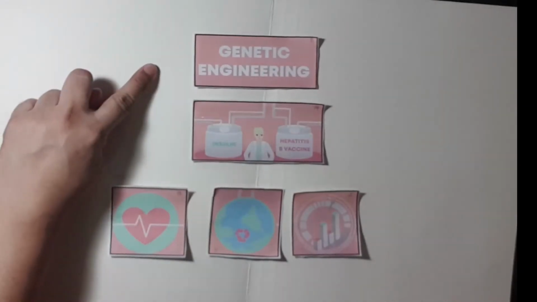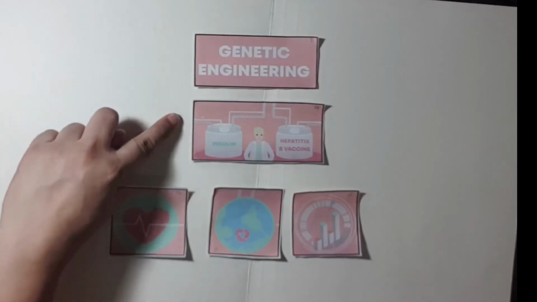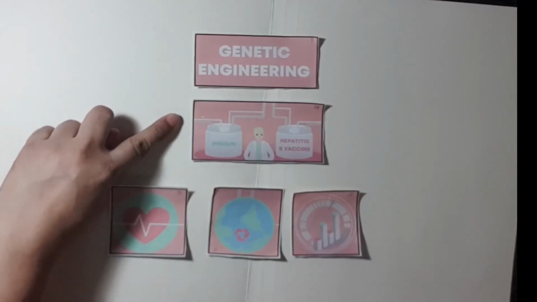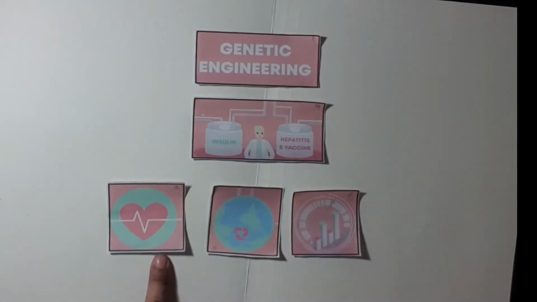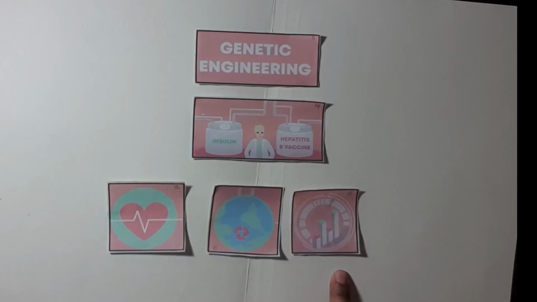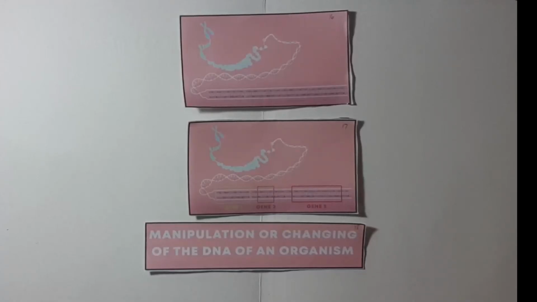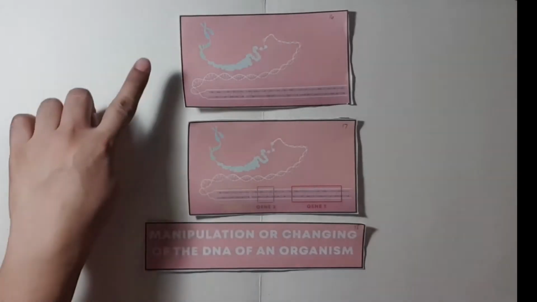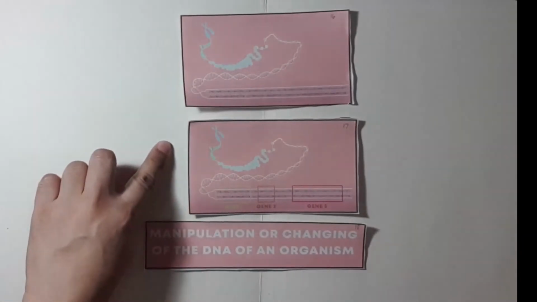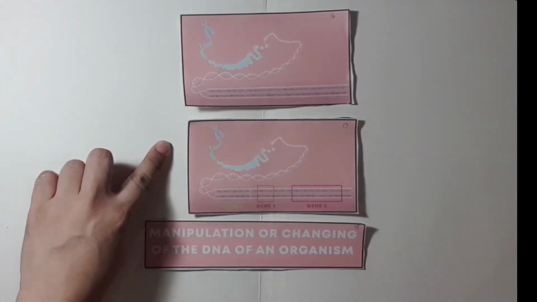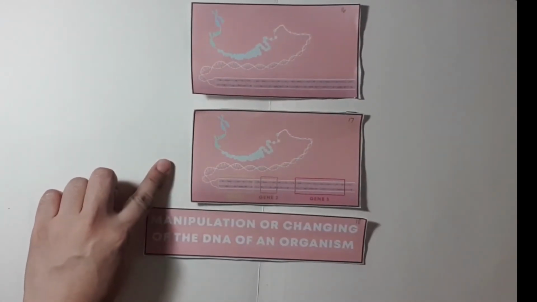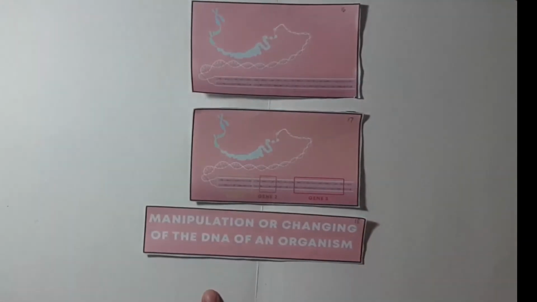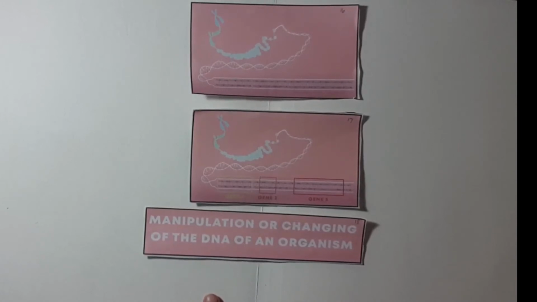Genetic engineering. Scientists are able to turn certain microorganisms into mini factories that make useful substances that improve our health, the environment, and the economy. But what is genetic engineering? An organism's DNA makes up its genes, which code all the proteins the organism needs to survive. Each gene codes for a different protein or part of a protein. Genetic engineering is the manipulation or changing of the DNA of an organism.